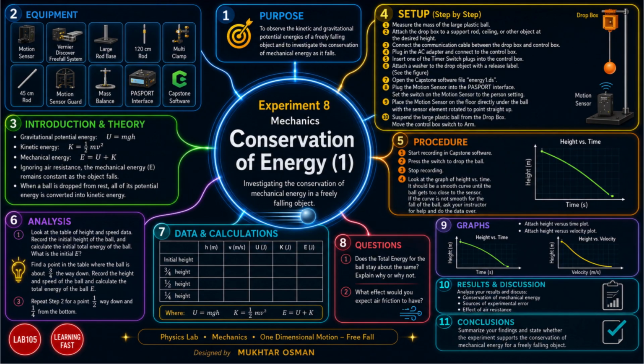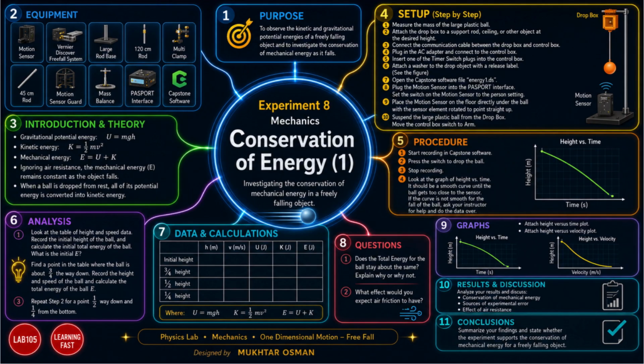Chapter 8. Questions. 1. Does the total energy for the ball stay about the same? Explain why or why not. 2. What effect would you expect air friction to have? Chapter 9. Graphs. 1. Attach height versus time plot. 2. Attach height versus velocity plot. Graph titles shown: 1. Height versus time. 2. Height versus velocity.